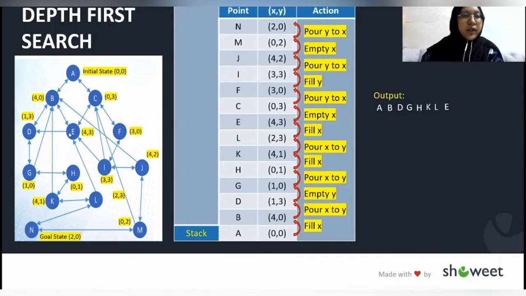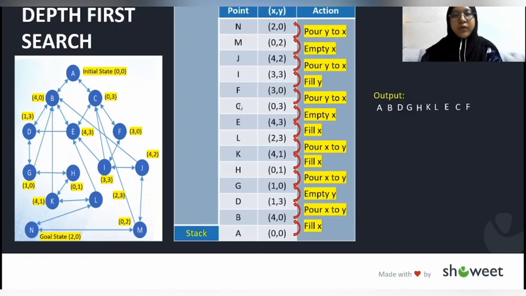Next, E can go to B, D, or C. B and D we already used, so we go to C. From C, we have to empty the X, so we get the state of 0 in X and 3 in Y. From C we can go to A, E, and F. A and E we cancel out, so we go to F.